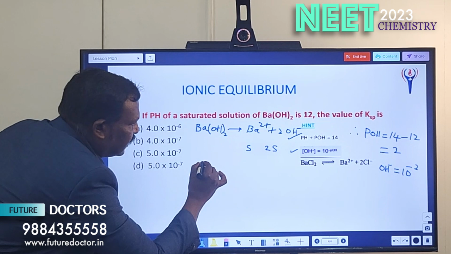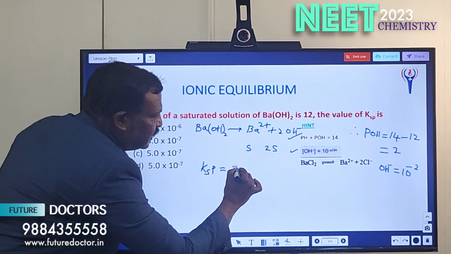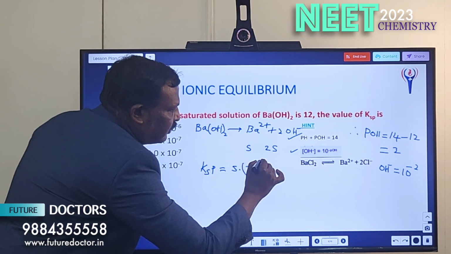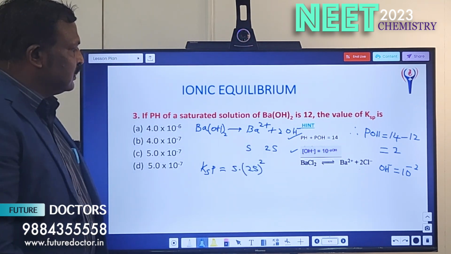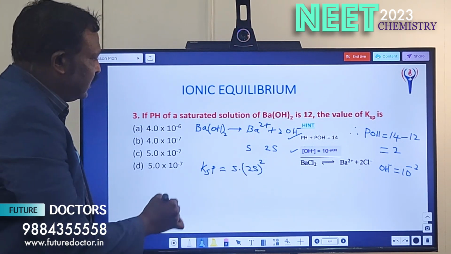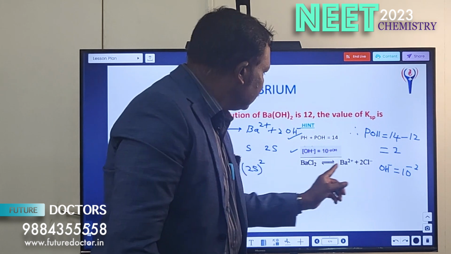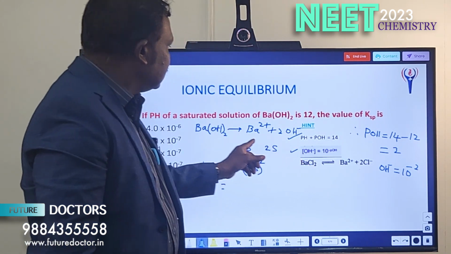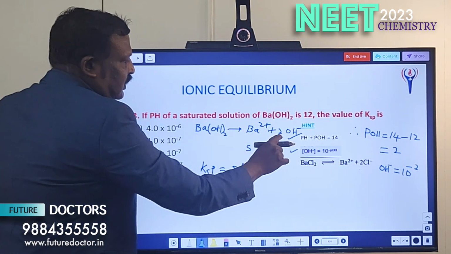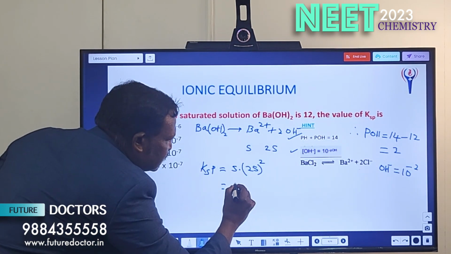Understood? Then KSP, so we have a formula. KSP is equal to S into 2S, where the 2 we should put in power: 2S power 2. This is the way to write. If you have 3S, then 3S power 3. Understood? Are you following? Then how do we simplify this? The concentration of 2S is nothing but the OH minus ion concentration, which is 10 power minus 2. So we substitute here.